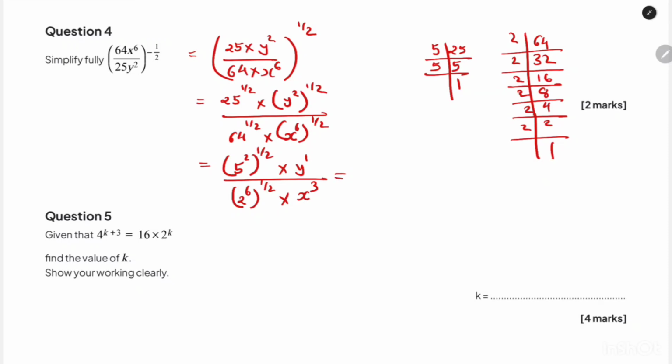Now 5 raised to 2 times 1 by 2 is 5 raised to 1. y raised to 1 is y only. 2 raised to 6 into 1 by 2 is 2 raised to 3, and x raised to 3 also. So this is 5y upon 2 raised to 3, which is 8, so this is 8x cubed. This is the answer.